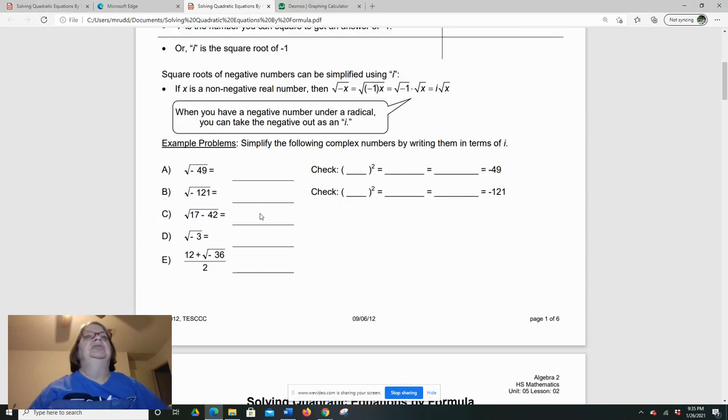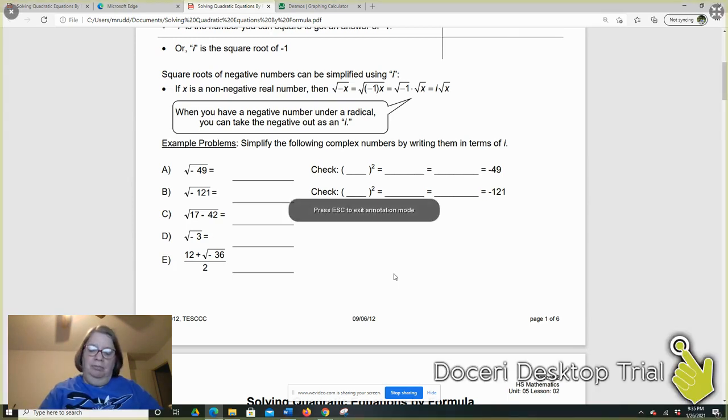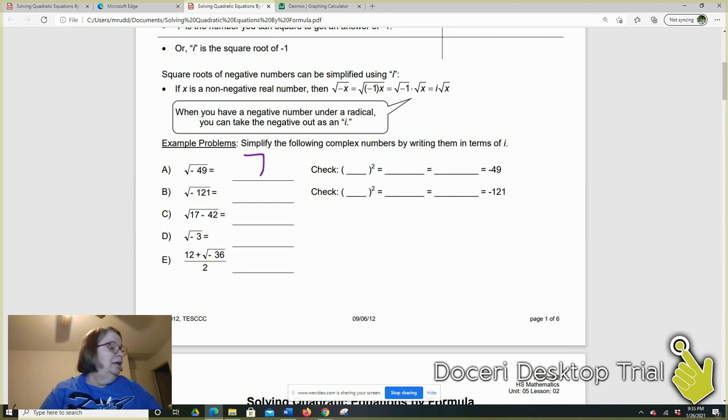So then we did some of this yesterday where it says simplify the following complex numbers by writing them in terms of i. So for the square root of -49, the square root of 49 is 7, and the negative becomes the i. The square root of -121 is 11i. 17 minus 42 is -25. The square root of -25 is 5i. For D, the square root of -3, there are no squares that go into 3. So it's going to be i times the square root of 3.